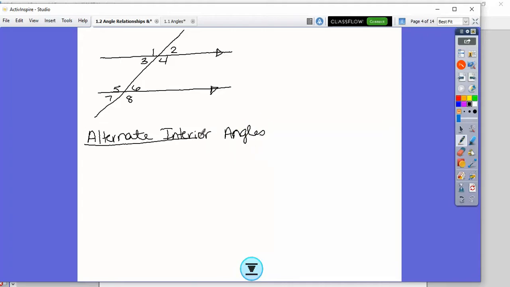So alternate interior angles. The name kind of tells you what they are. Alternate means opposite sides. Interior means inside. So they lie inside the parallel lines, but opposite sides of the transversal. So if I take angle 3, it's on the inside. What would I pair it with? 6, because they're on opposite sides. So a set of alternate interior angles would be angle 3 and angle 6.